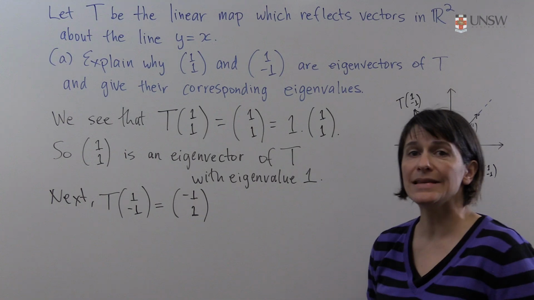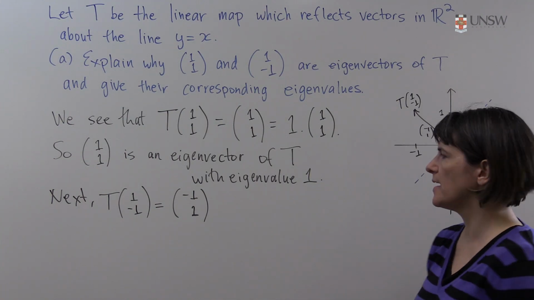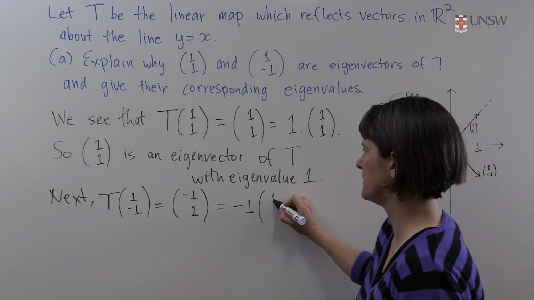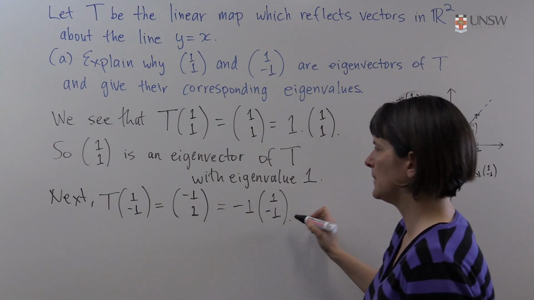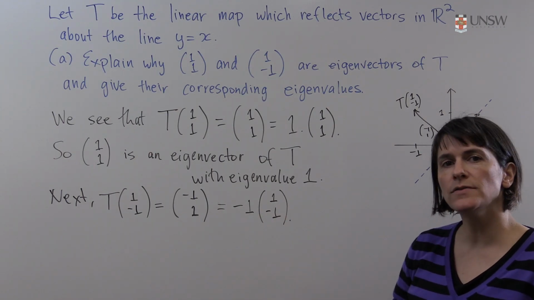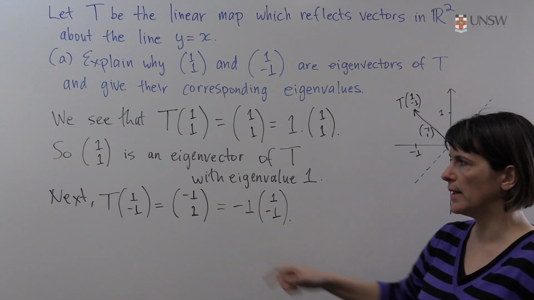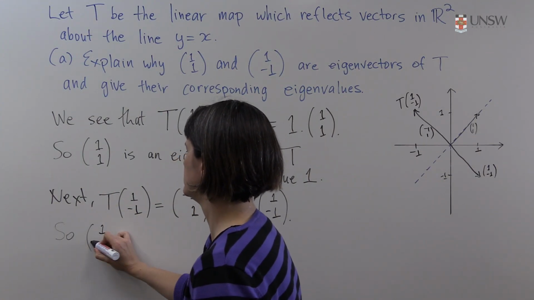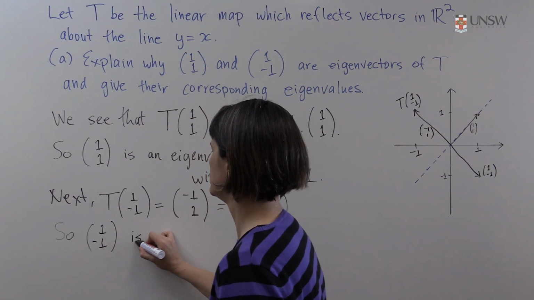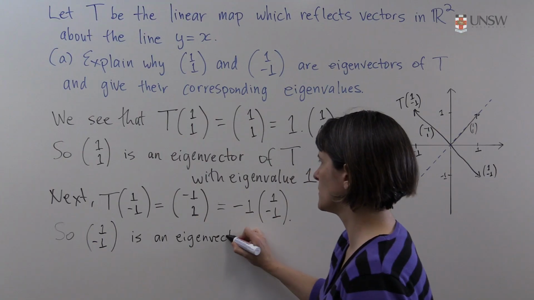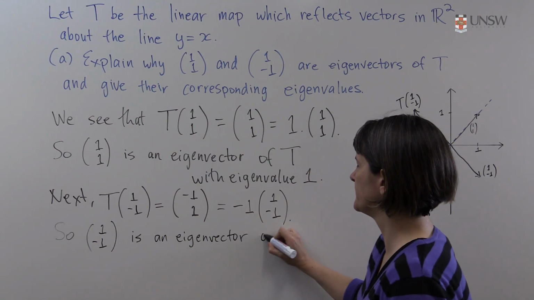And again, we want to write this as a scalar multiple of the vector we started with. Obviously, that scalar is -1. And this says that the vector (1, -1) is an eigenvector of T with eigenvalue -1. And that completes part A of the question.